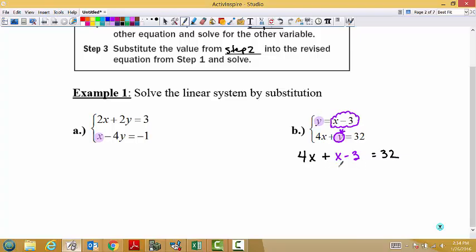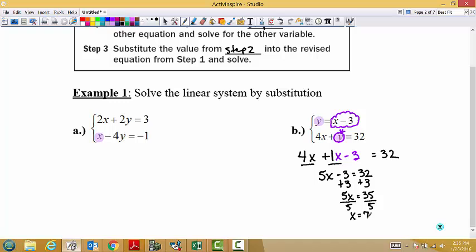Are there any like terms to combine? Well, yeah, there's a 4x and that's understood to be a 1x. 4x and 1x is 5x. I bring down my minus 3. Equals 32, and then I finish it. Add 3, 5x equals 35, divide by 5, x equals 7.